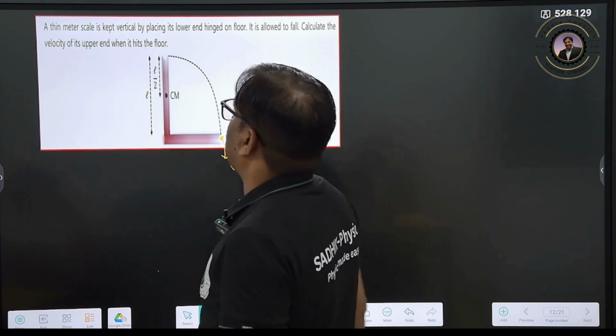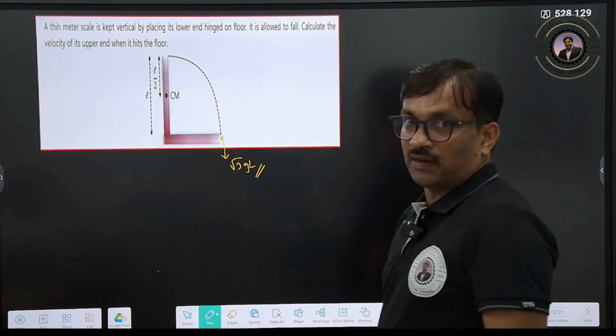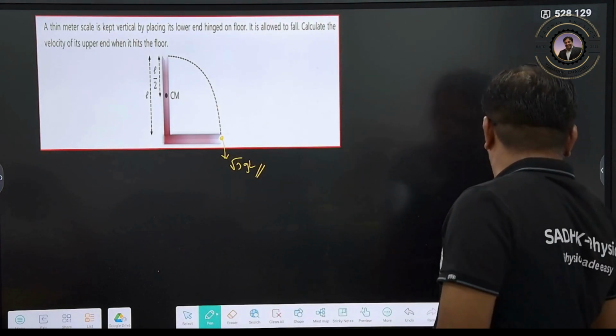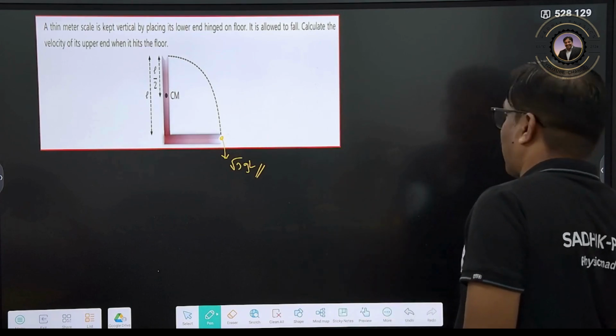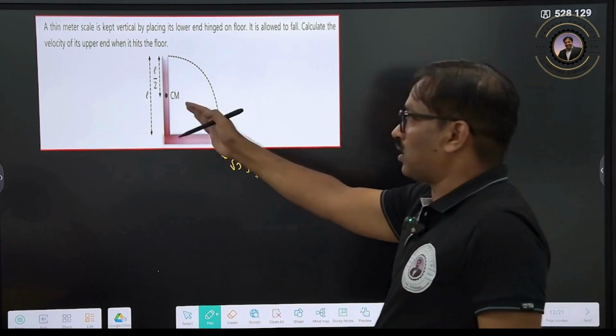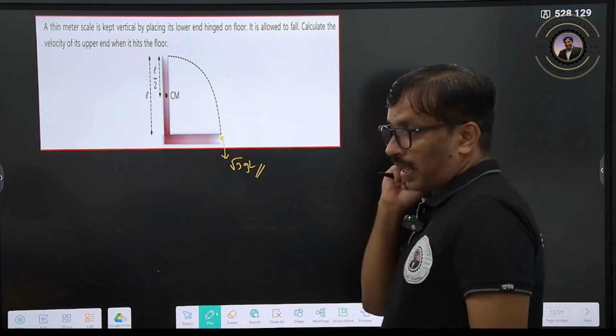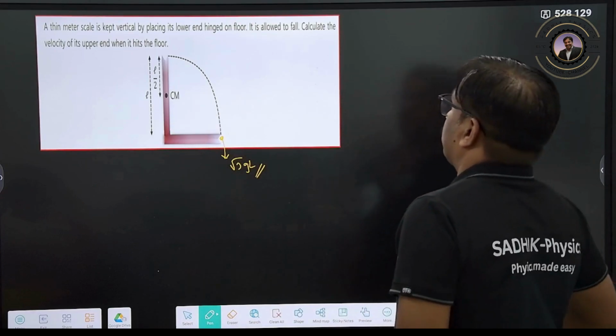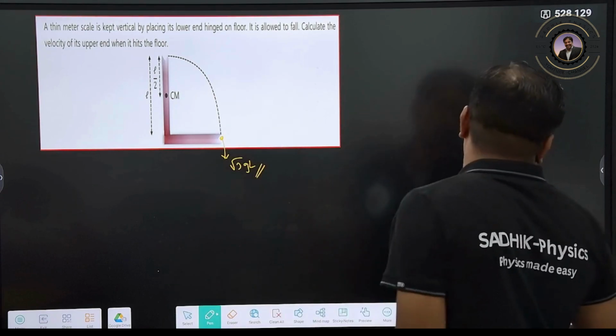So try this question so that you can understand very clearly, right? Check it now. I already did exactly the same: loss of potential energy will be equal to gain of kinetic energy. Velocity only we want to calculate.